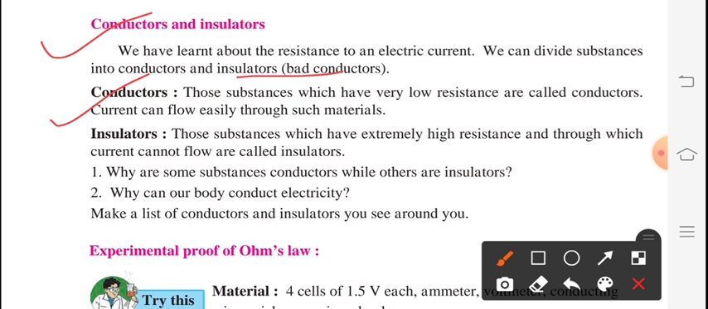First of all, conductors: those substances which have very low resistance are called conductors, and current can flow easily through such materials. Such substances are called conductors. Exactly opposite is the insulator. It has very high resistance and current cannot flow. So insulators are those substances which have extremely high resistance and through which current cannot flow.